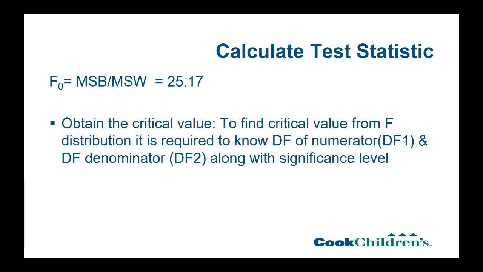So now that we have all those values, we just slot it into the formula, and we have our test statistic as 25.17. So we now need to calculate the critical value. To find the critical value from the F distribution, it is required that we know the degree of freedom for the numerator, which is between, and the degree of freedom within, which we already know.